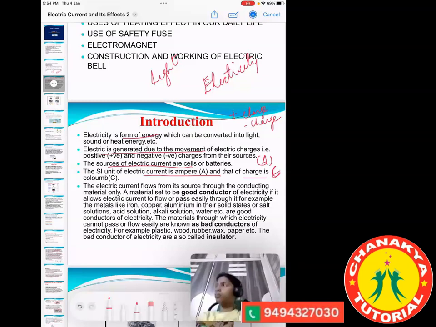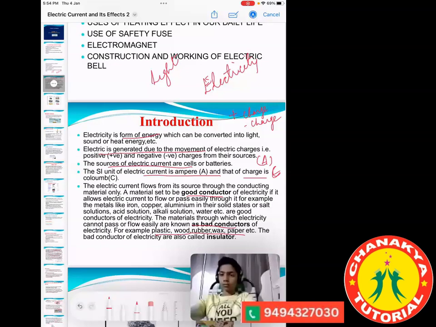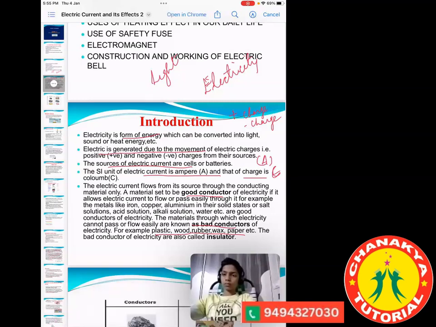When we talk about a bad conductor, the electricity cannot flow easily through it, like plastic, wood, rubber, wax, and paper. If we try to make electricity flow through them, it cannot. That is the reason that appliances have handles. If I talk about utensils, when we keep utensils on the gas stove, the handles are made of plastic or some other material. If they were made of the same material as the utensils, our hands could burn easily. That is the reason for this.